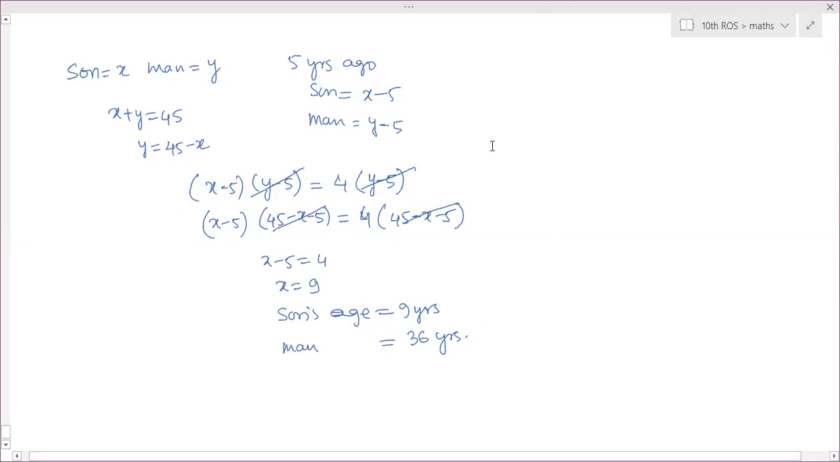Any other doubts? No, ma'am. 12th exercise. 11th one, geometry is there. That you can try. 12th one, we are doing. Let me copy the question.